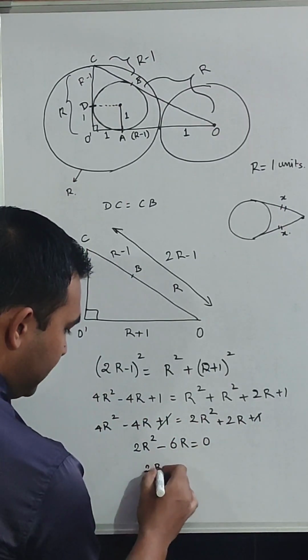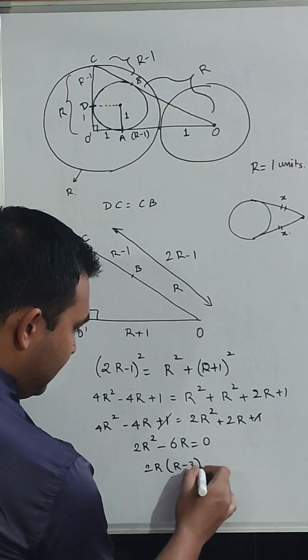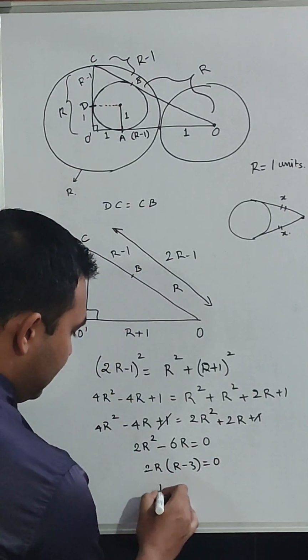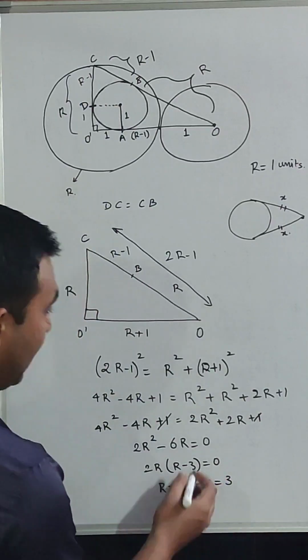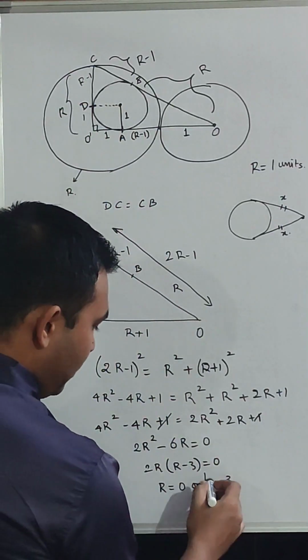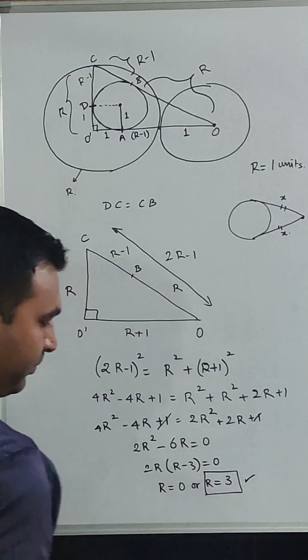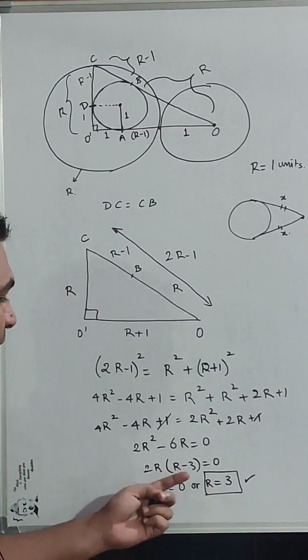I can take 2R common, so I get 2R times (R minus 3) equals 0. Now we get R equals 0 or R equals 3. Clearly here R is not equal to 0. Therefore the solution is R equals 3 units. So the radius of the larger circle will be 3 units.